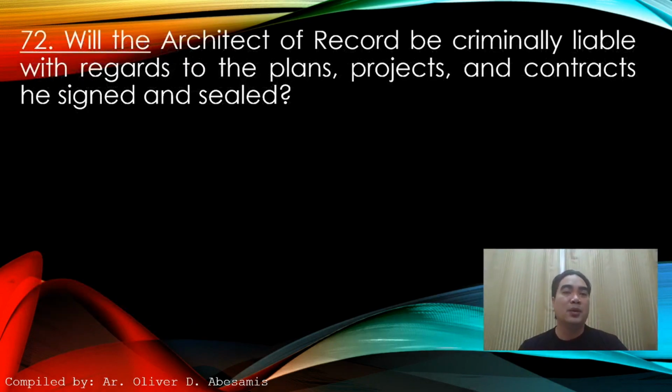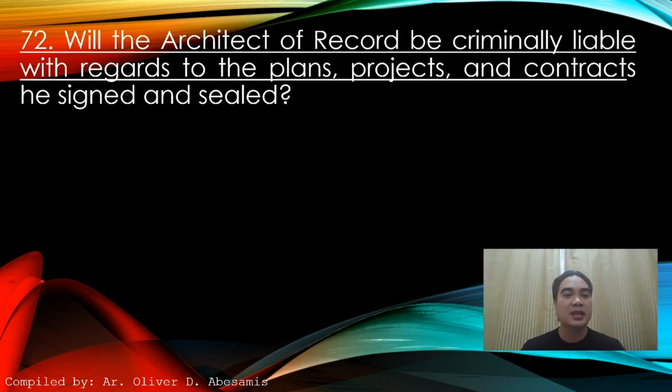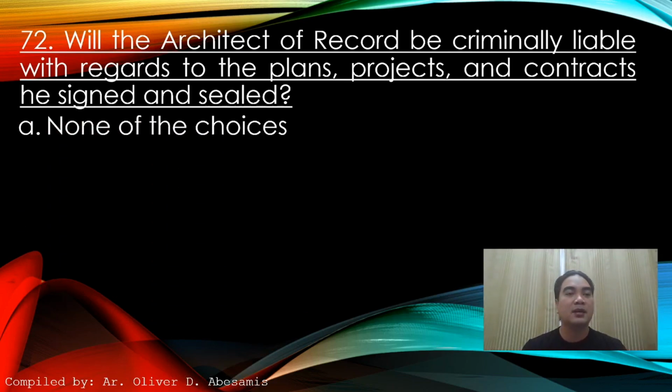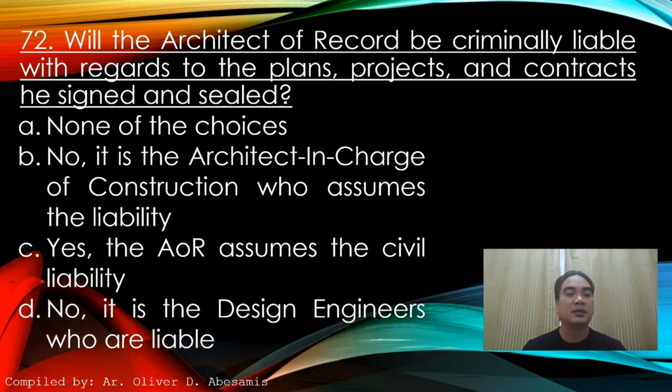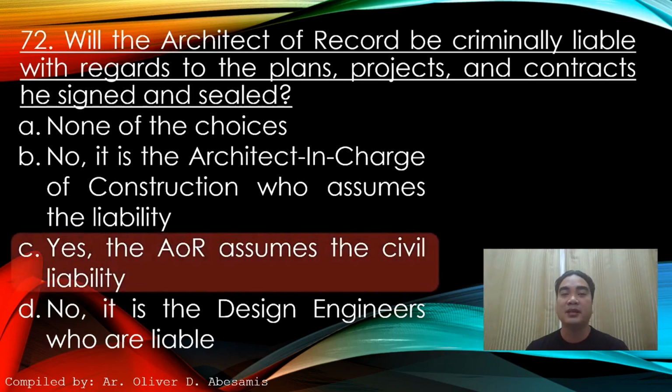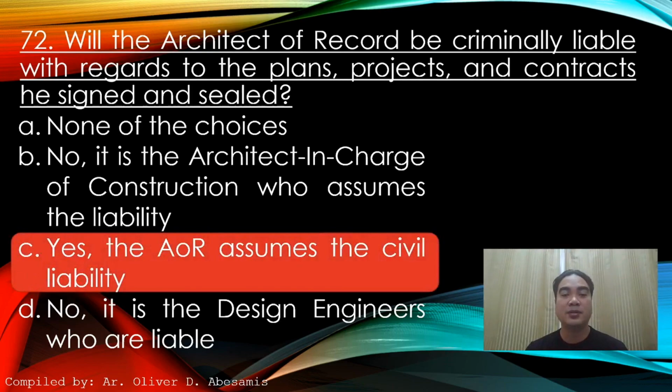72. Will the architect of record be criminally liable with regards to the plan, projects, and contract he signed and sealed? A. None of the choices. B. No. It is the architect in charge of construction who assumes the liability. C. Yes. The architect of record assumes the civil liability. And D. No. It is the design engineers who are liable. Answer? C. Yes. The architect of record assumes the civil liability.